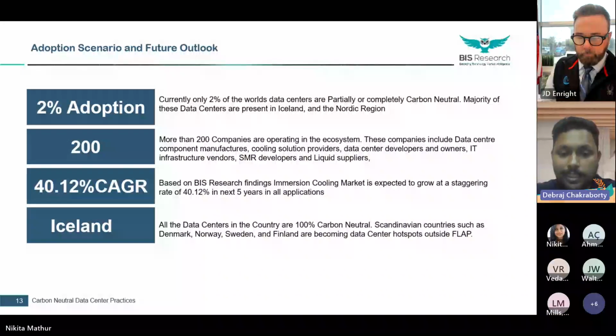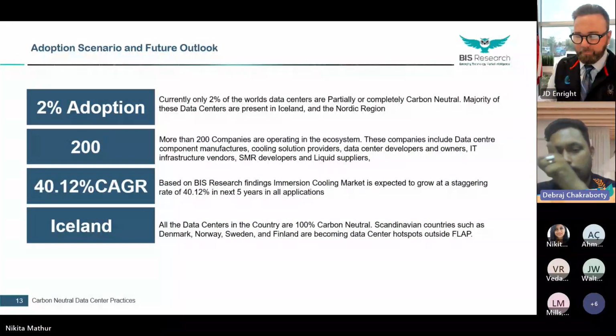As I was telling, Iceland, I'm very much excited to visit Iceland someday, but right now I just know that it's the only country in the entire world where all the data centers are technically carbon neutral. We are not talking about the scope 2 emissions, where the silicon and the components and all that stuff lead to some carbon emissions. We are only talking about the operations here. So Nikita, let's change the slide, please.